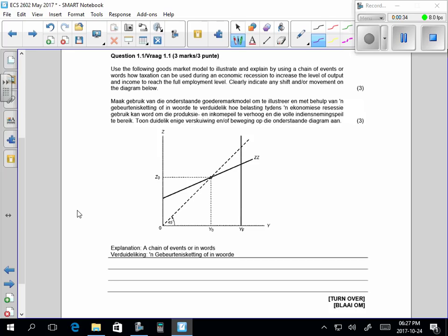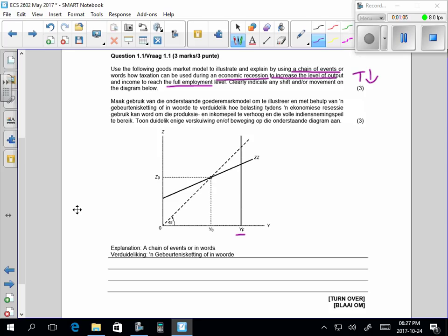Okay, so firstly, a couple of things that you need to know out of the question here. Rather use your chain of events. It's a lot quicker, so it will save you time in the exam. We are in an economic recession and we want to increase the level of output and income. So that would be a decrease in taxation or increase in government expenditure to reach the full employment level, which is indicated as YF.